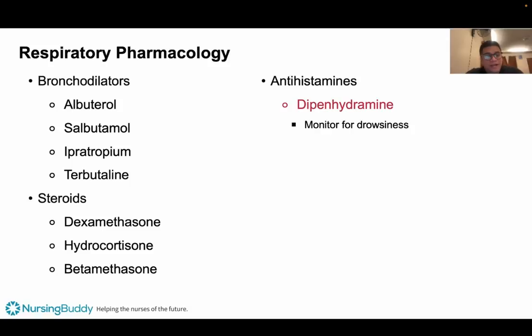Okay, so another thing is your steroids. For the steroids, what we usually use are dexamethasone, hydrocortisone, betamethasone. And of course, your antihistamines as well. Most commonly used is diphenhydramine. And we know this thing: monitor for drowsiness, avoid driving. Those are the special considerations that we have for your antihistamines.